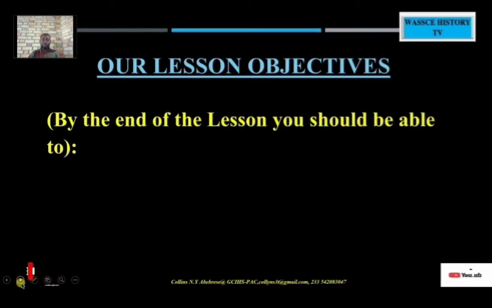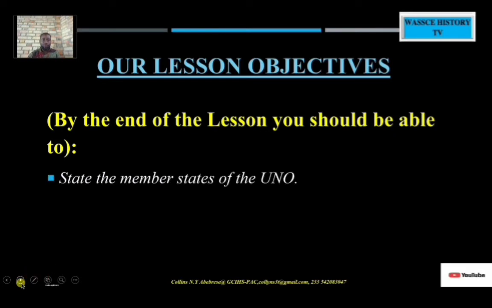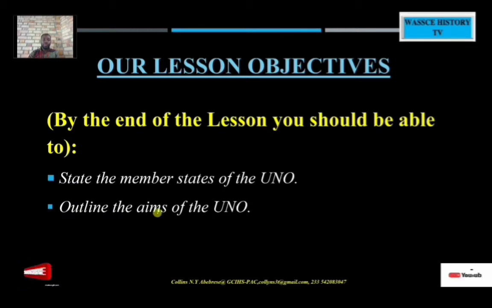So let's go in there and look at our lesson objectives for today. By the end of this lesson, you should be able to state the member states of the UNO, or the UN. That is basically the states that joined the UN. You should be able to state some of them. And then also, you should be able to state the aims of the UN. What does the UN seek to achieve?